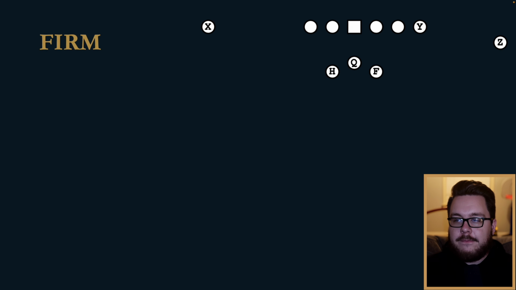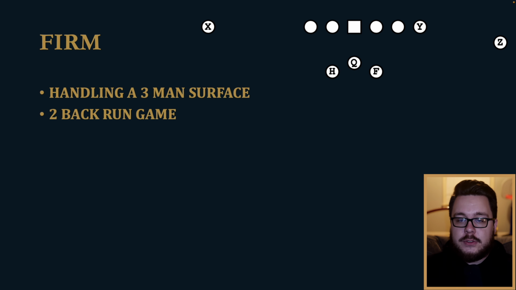Next one, we'll look at firm. We can also consider hard in here as well. So firm has the fullback to the strong side, and hard would be the halfback here and the fullback weak. So F, firm, puts the F with the Y. H, hard, would put the H with the Y. But really what I'm getting at right here is 2-back, 21 personnel offense. So again, a defense is going to have to be able to handle a 3-man surface, but also be able to handle a 2-back run game.